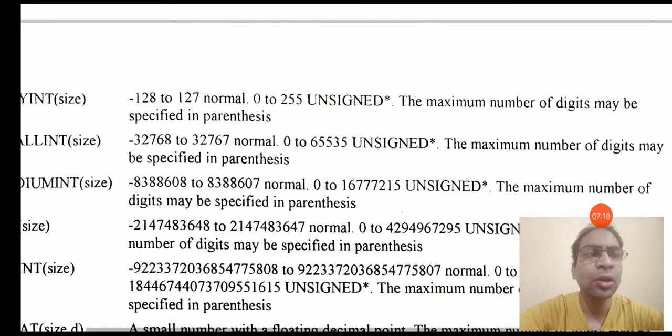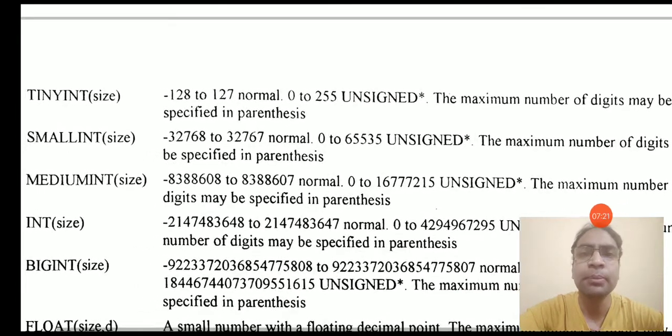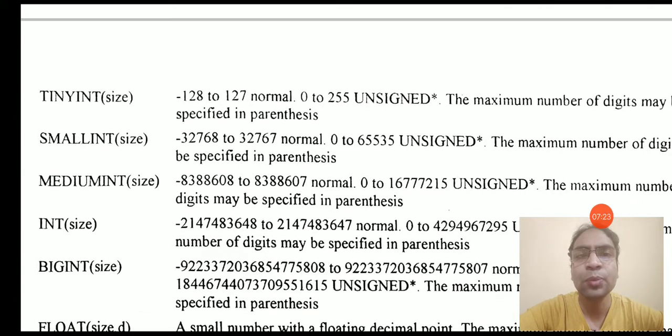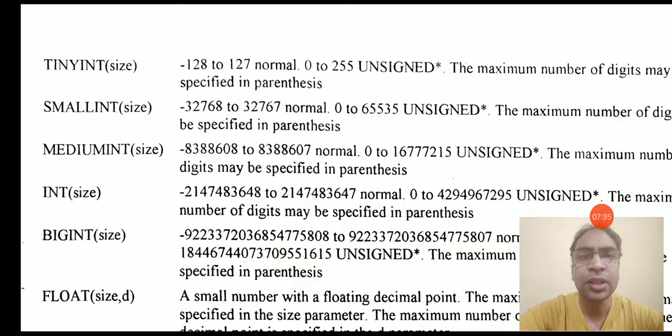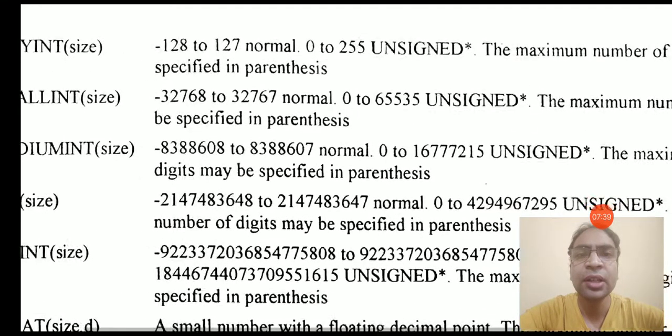The maximum number of digits may be specified in the parenthesis. After that we have small int, that is larger than tiny int, that can be used to store integers from -32768 to 32767. After that we have medium int. You can see the range of this medium int. It is larger than the small int.